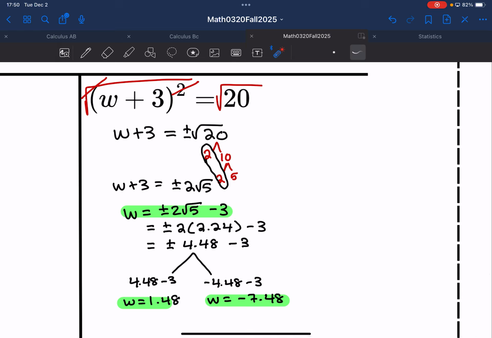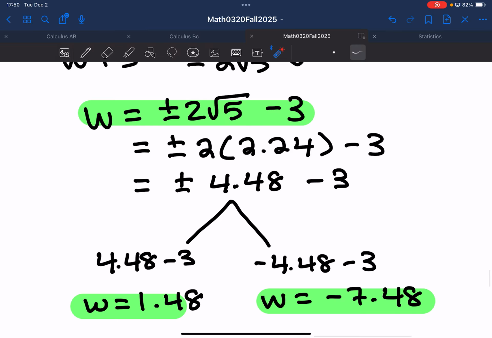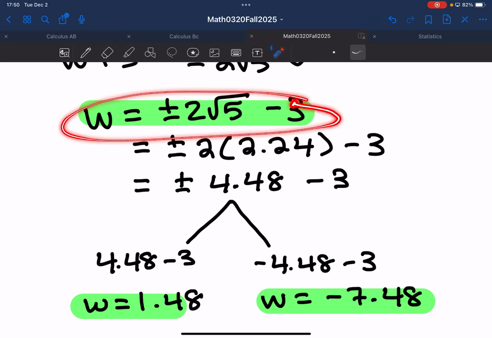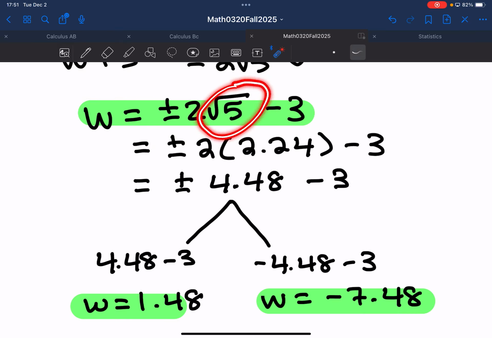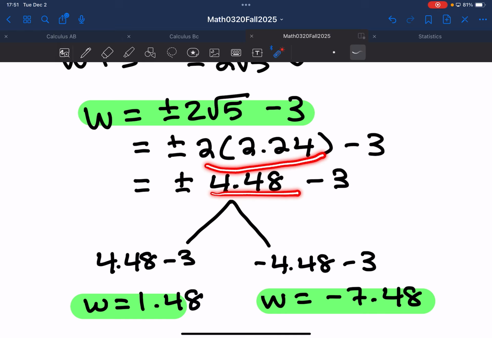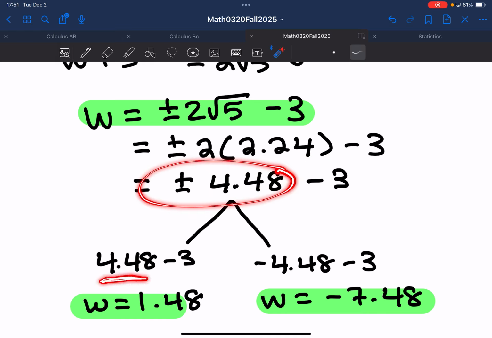Yes? How did you get to that last part? How did I get to which part? W equals 1.48. Yes, so I took what I got here in my answer and I typed square root of 5 in my calculator. And what I got was 2.24. Yes, and then I distributed the 2, so 2 times 2.24, and I got 4.48. But this 4.48, one is positive, and one is negative. That's what that plus minus means. And then I just subtract 3 from both.